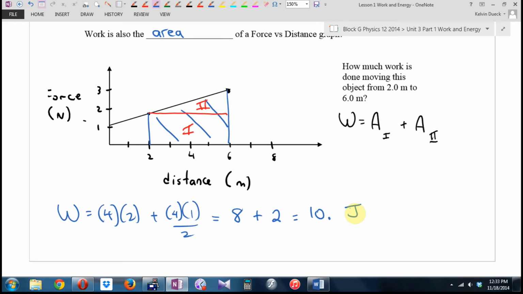By the way, do you see why I couldn't go force times distance? Is the force constant? At 0, how big is the force in newtons? 1 newton. By the time you get to 2 meters, how big is the force? 2 newtons. By the time you get to 6 meters, how big is the force? 6 newtons. Something wonky going on there. This is a changing force.